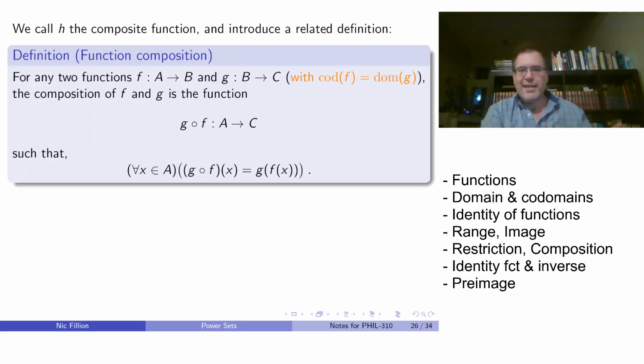So on the last slide, I was talking about a function h, which is the net result. Well, here we're giving a name to h, and that name is g circle f, or g after f. So there's going to be a function such that for every element of the domain, the composition gf applied to x equals first apply f and then apply g.